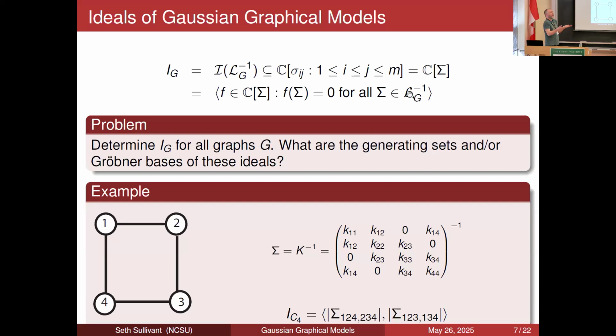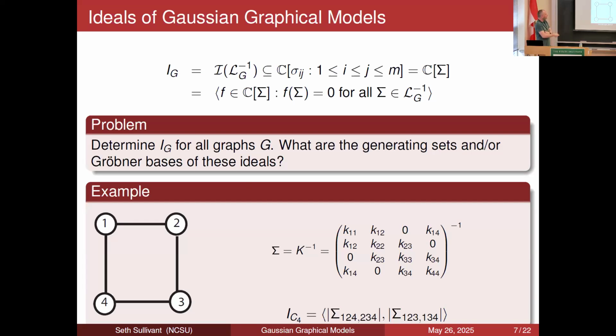And so just like the fundamental question you can ask when you're presented with a new family of algebraic varieties is to say, can we describe what the vanishing ideals are for every single graph? And maybe we want to know more, like what do the Gröbner bases of these ideals look like? What other kinds of commutative algebra invariants can we study about these things?